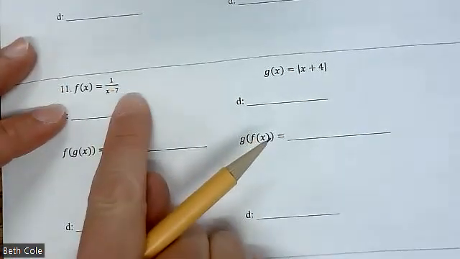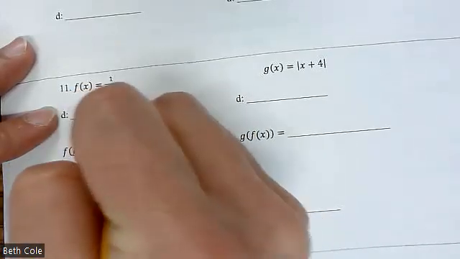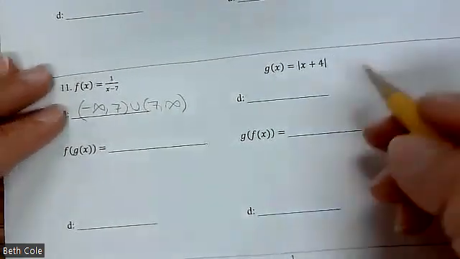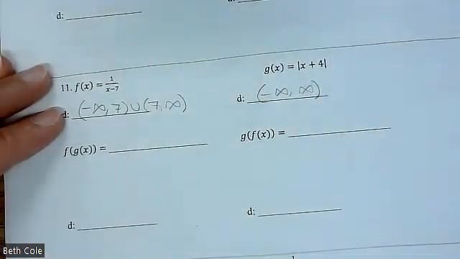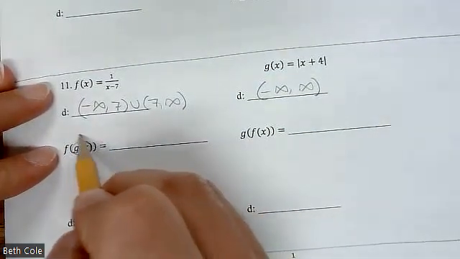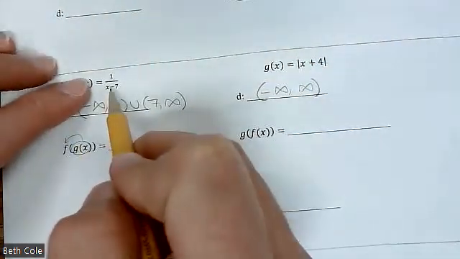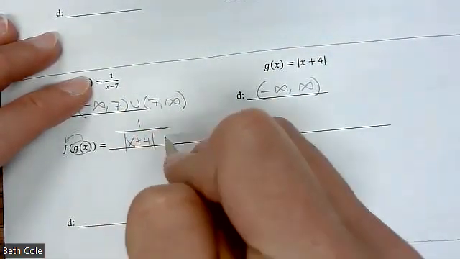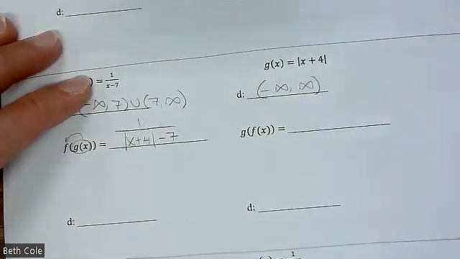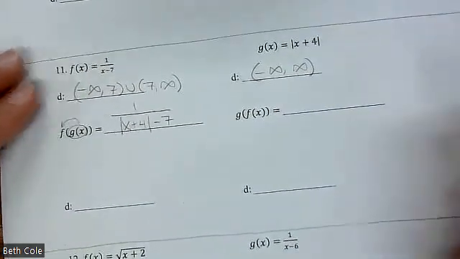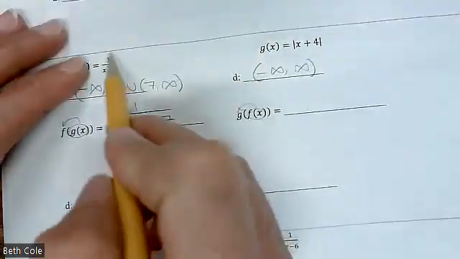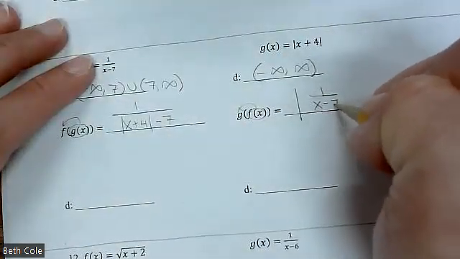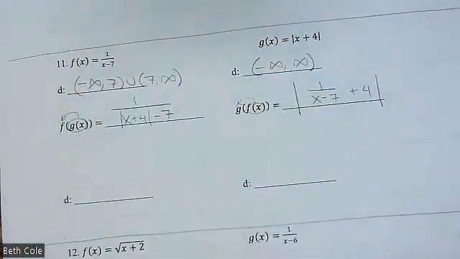What are we leaving out for this one? Who's the troublemaker? 7. Kick out 7. He's a problem. And then absolute value is everything. Right here, G gets plugged into F. This absolute value gets plugged in right over here. So 1 over all of that minus 7. What do we do? Nothing. Okay? F gets plugged into G. This fraction is going to get plugged in over here. So same thing. You're going to rewrite that plus 4 and then just walk away.